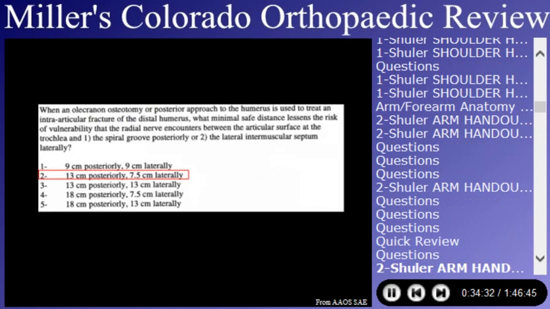Olecranon osteotomy, approach to the humerus for treating intra-articular fracture. The question then is what safe distance lessens the risk of vulnerability to the radial nerve, measured from the articular surface at the trochlea to the spiral groove posteriorly and the lateral intermuscular septum. We covered that before. It is 13 centimeters posterior at the spiral groove, and 7.5 centimeters where it pierces the lateral intermuscular septum.